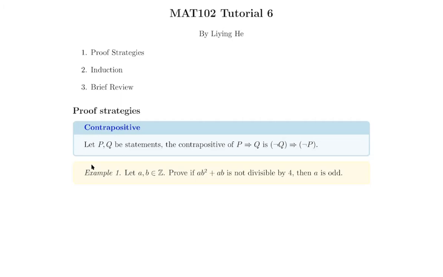So here's a plan. We have 3 topics today. One is proof strategy. We'll talk about contrapositive and contradiction. The second part is induction. We will only talk about simple induction, so no variation, no sum and product notation, no strong induction. So only simple induction. And then if we have time, we will do a short review for your term test.